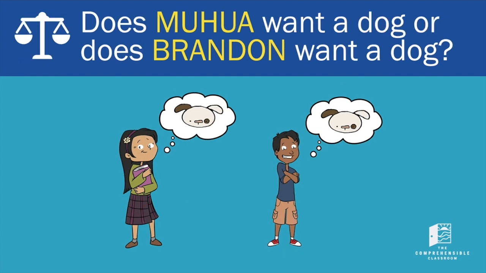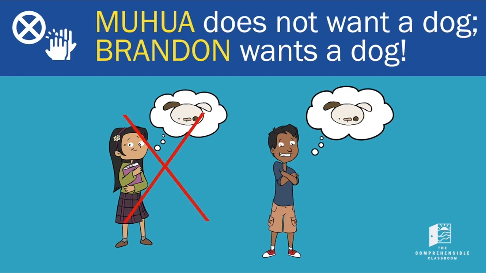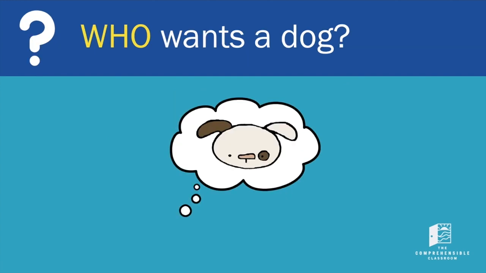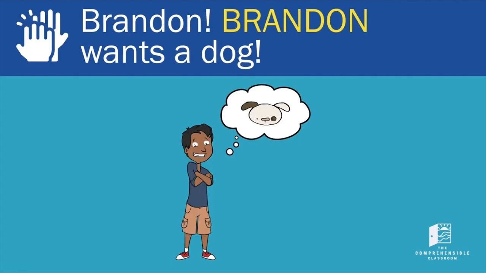Does Muwa want a dog or does Brandon want a dog? Here's our either-or question. Now we've got another twofer. Muwa doesn't want a dog. Brandon wants a dog. Then we've got our W question. Who wants a dog? It's a W question asking for the same part of the statement we're working with, the subject. Who wants a dog? Brandon. Brandon wants a dog.